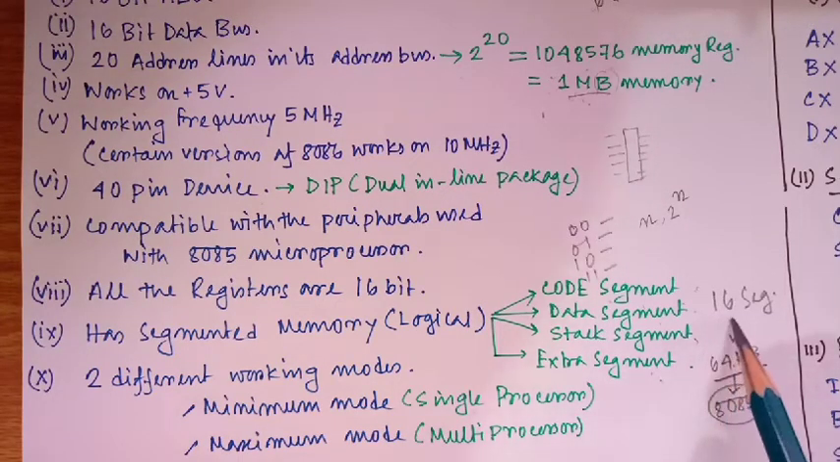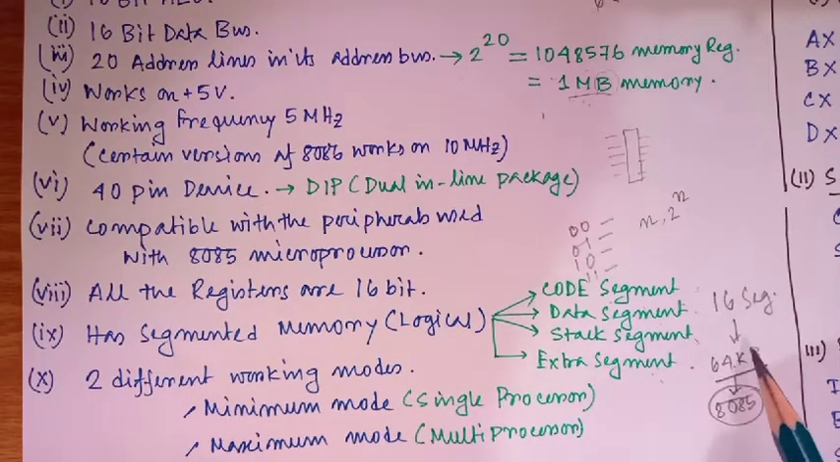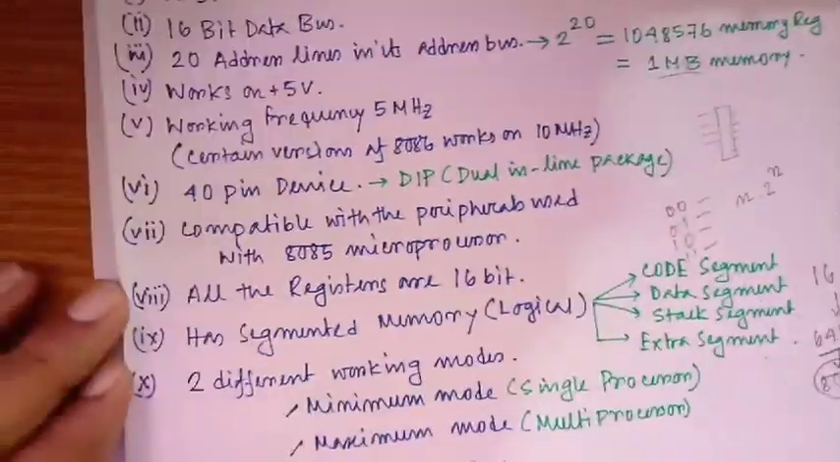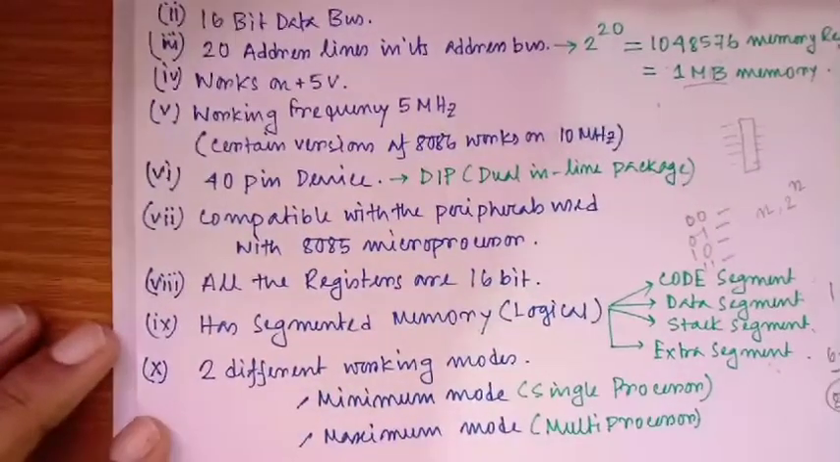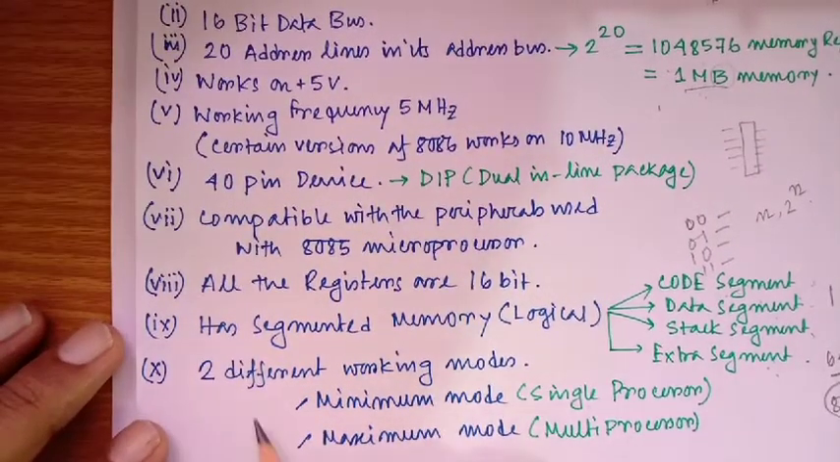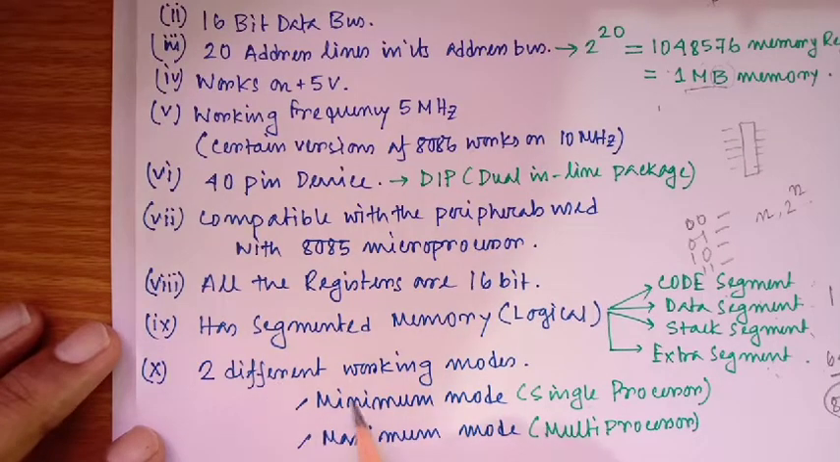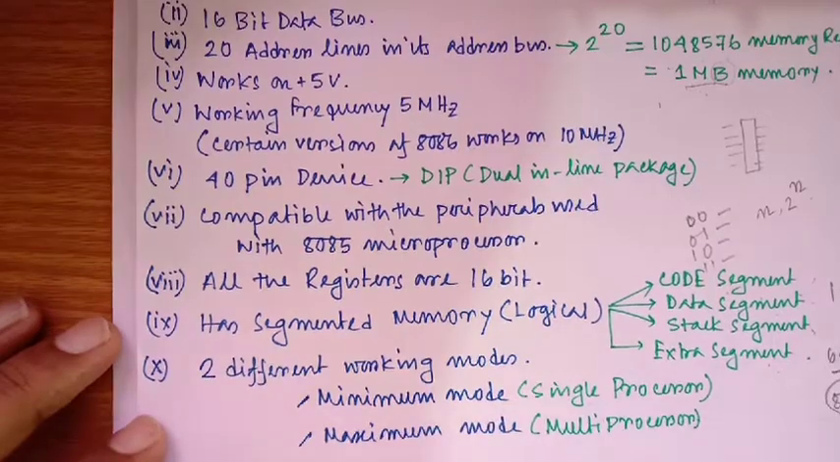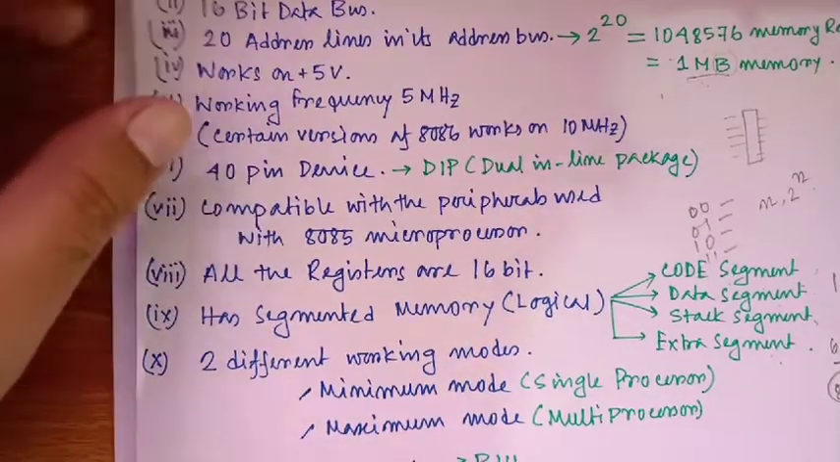So total 64 segments, 16 segments are there. Each segment can have a size of 64 KB. Now, this is another important feature of 8086: it works in 2 different modes. One is called minimum mode and the other is called maximum mode. That is another point where it makes a difference with 8085.